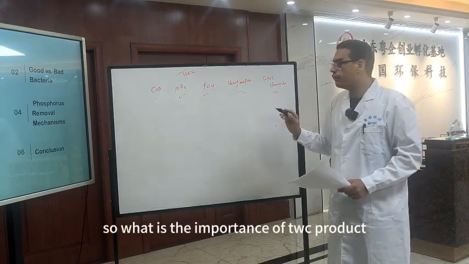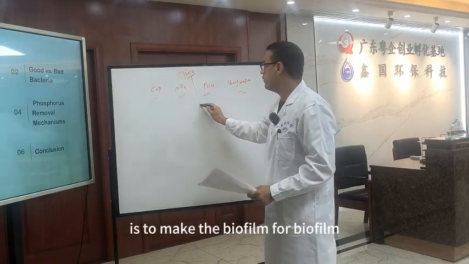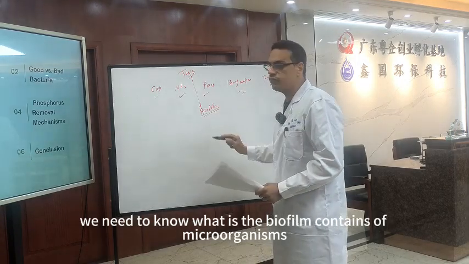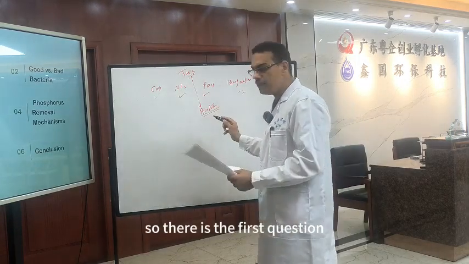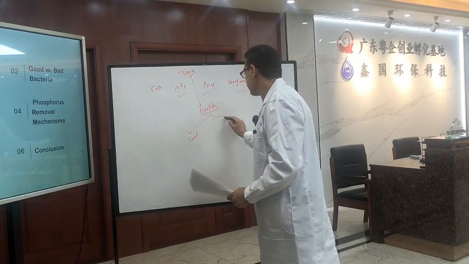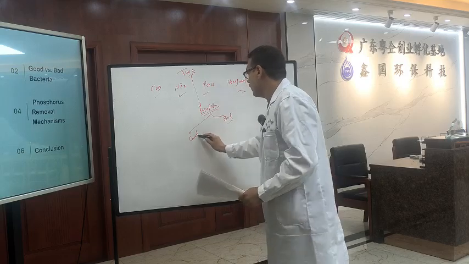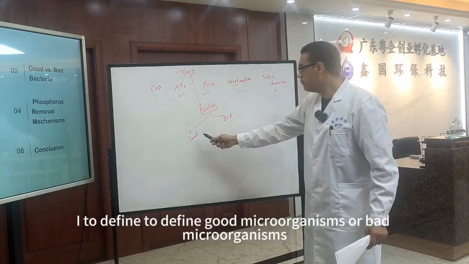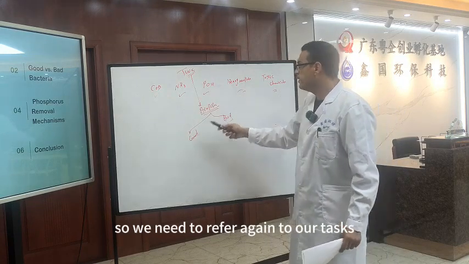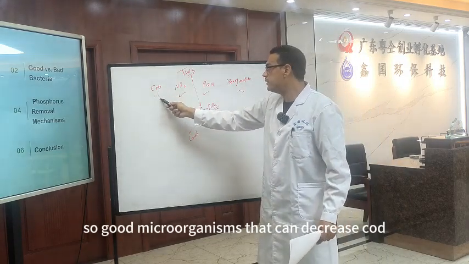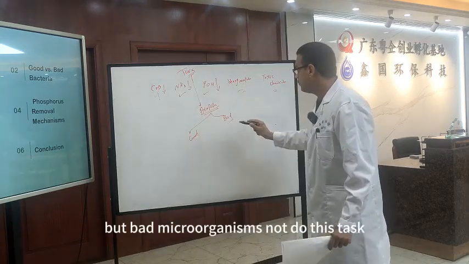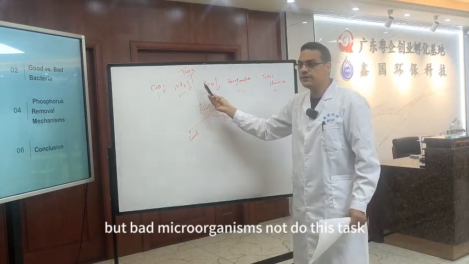So the importance of the TWC product is to make the biofilm. We need to know that biofilm consists of microorganisms. So the first question you asked is about good microorganisms or bad microorganisms. To define good or bad microorganisms, we need to refer again to our tasks. Good microorganisms can make COD low, make ammonia low, and make phosphorus low. But bad microorganisms do not do this task.